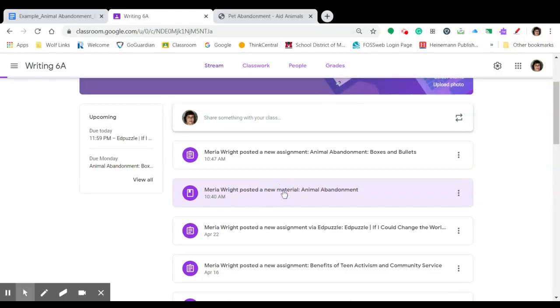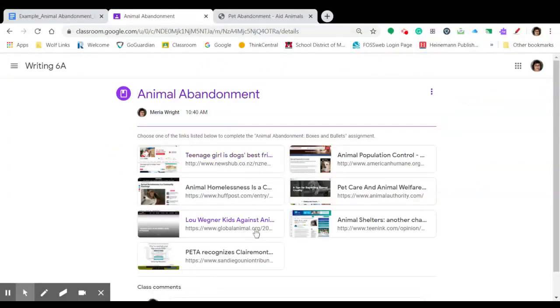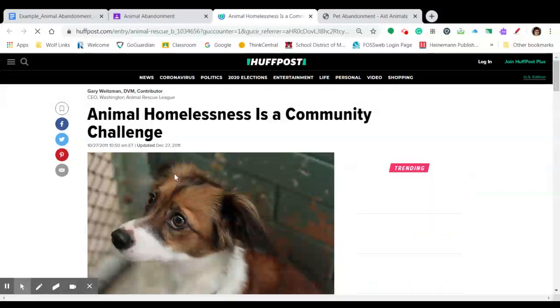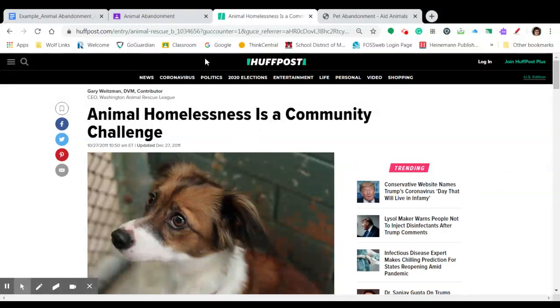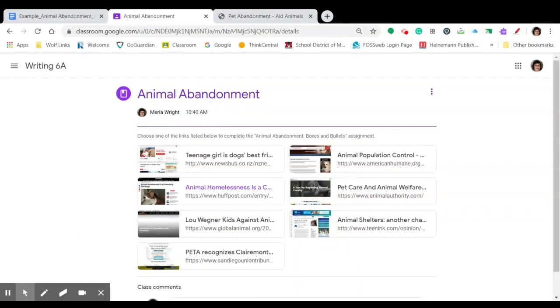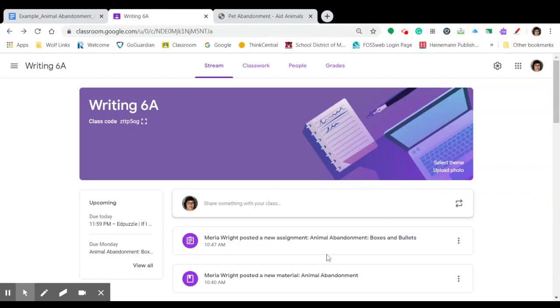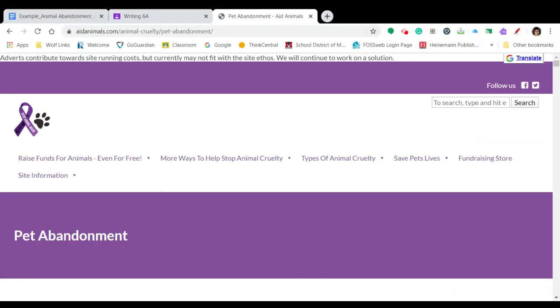If you go to the post about the material, you'll see that there are a bunch of articles there about animal abandonment. You go to one of those, and you'll find an article that you can read and use for your boxes and bullets. For this demonstration, though, I'm going to use a different one. That way, you don't just copy what I've done.